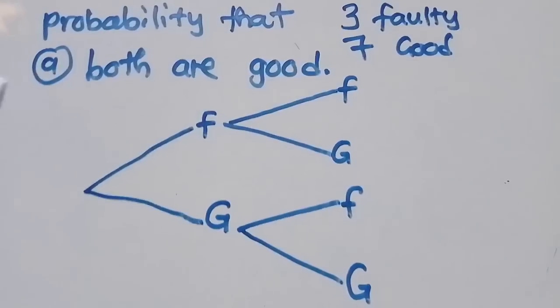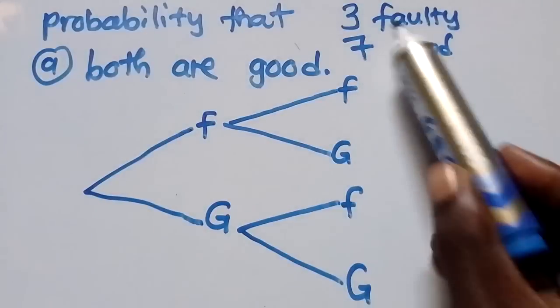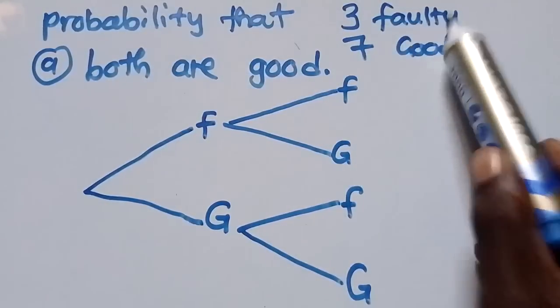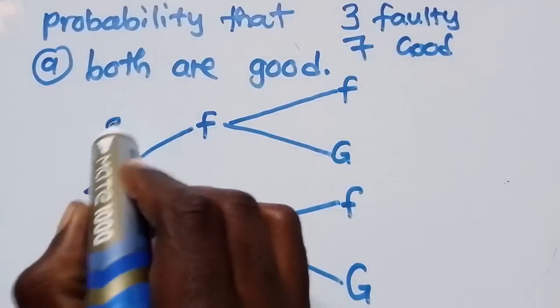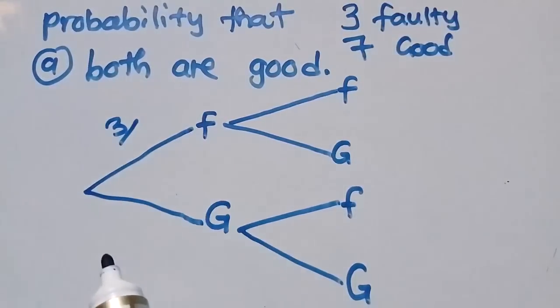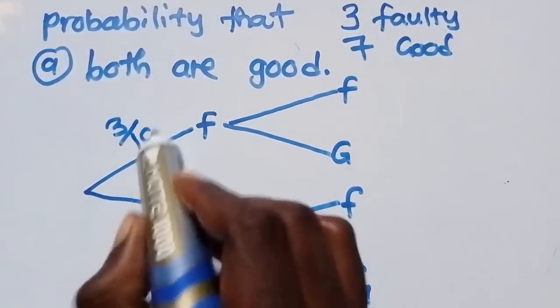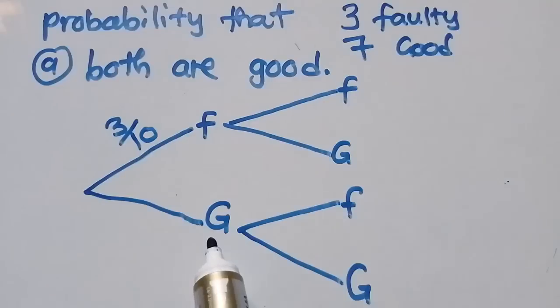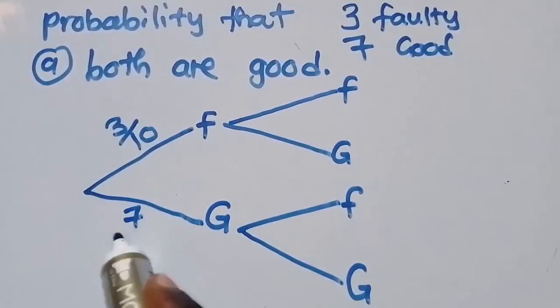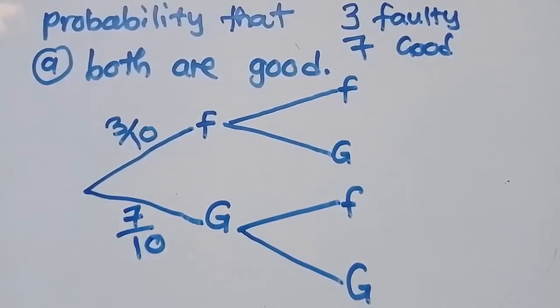So what you need to do now is check which ones are faulty. So 3 are what? Are faulty. So you say 3, it's over what? The total number of bulbs, there are how many? There are 10. So you say 10. You move here, you go to good. So good, how many are there? There are 7. Over what? Over 10, which is the total number.